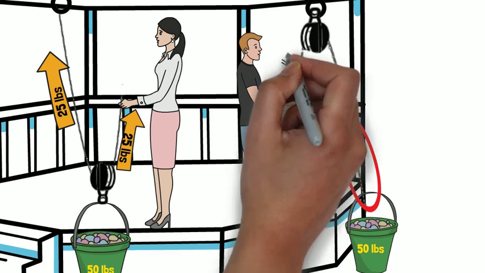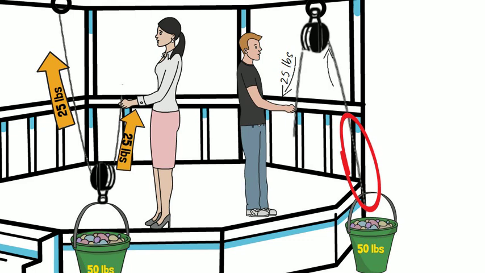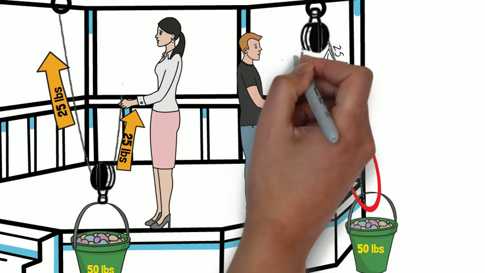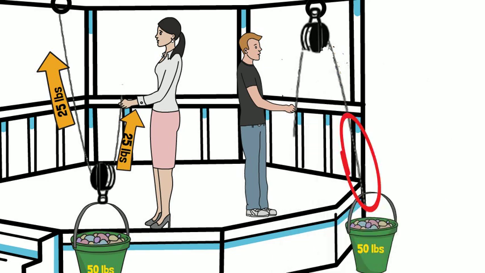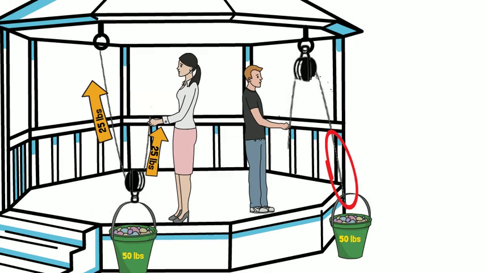That force travels along the rope, putting 25 pounds of force on the rope attached to the bucket, not enough to lift the bucket. In this case, while the pulley is helping to reduce friction, the positioning of it simply serves as a redirect, and it does not provide mechanical advantage.